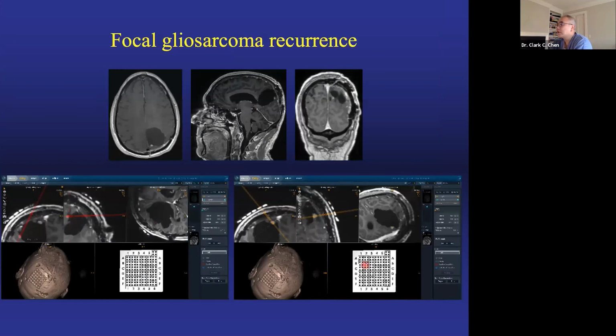Here's another patient we treated very recently. This is a patient who had a gliosarcoma that I resected. As many of you know, gliosarcomas are particularly aggressive, and the prognosis is even worse than the traditional glioblastoma.